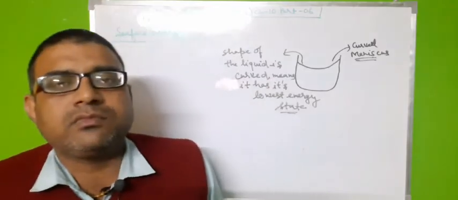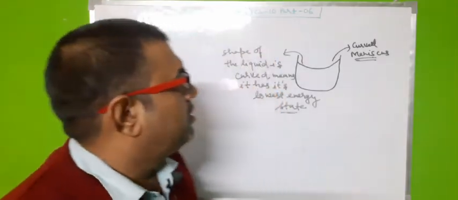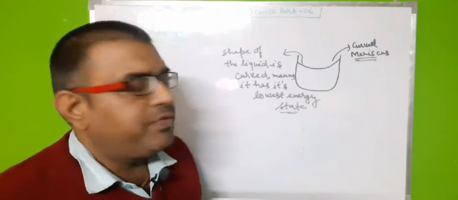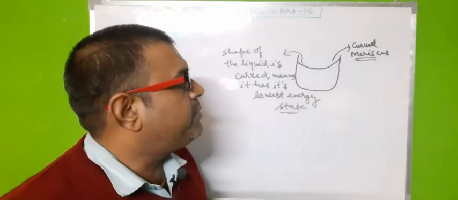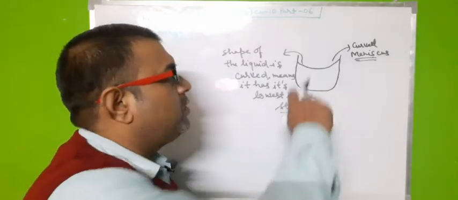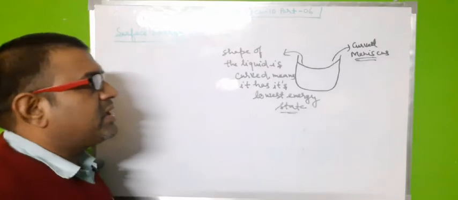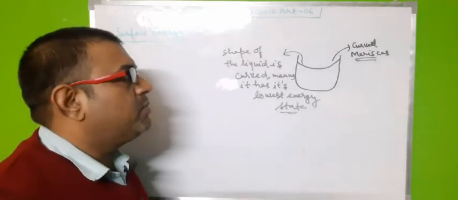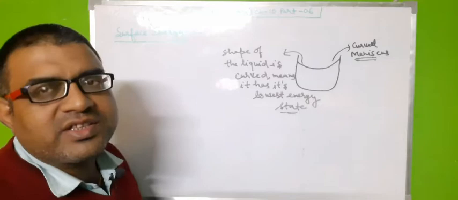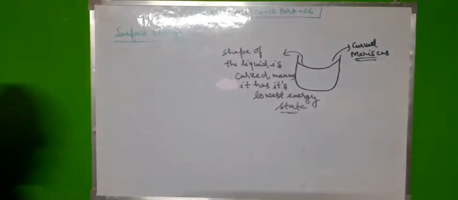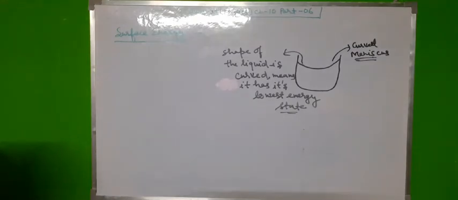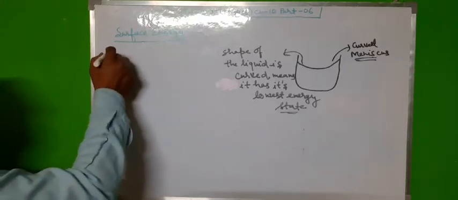But to make it stretch, if we want to maintain the membrane of the liquid somewhat stretched, we have to do some extra work over the liquid, and that extra work done over the liquid to make its shape a stretched membrane, that energy is called surface energy. So surface energy is required to increase the surface area of the liquid at constant temperature.